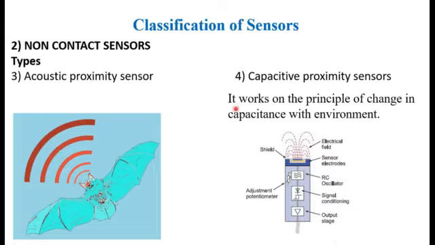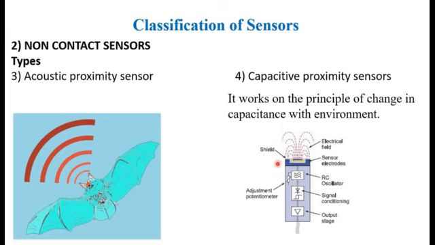In the case of capacitive proximity sensors, the sensor works on the principle of a change in capacitance with the environment. This capacitive proximity sensor is a non-contact device that can detect the presence and absence of a physical object. It uses the change in capacitance based on the change in the electrical field around the active face of the sensor.